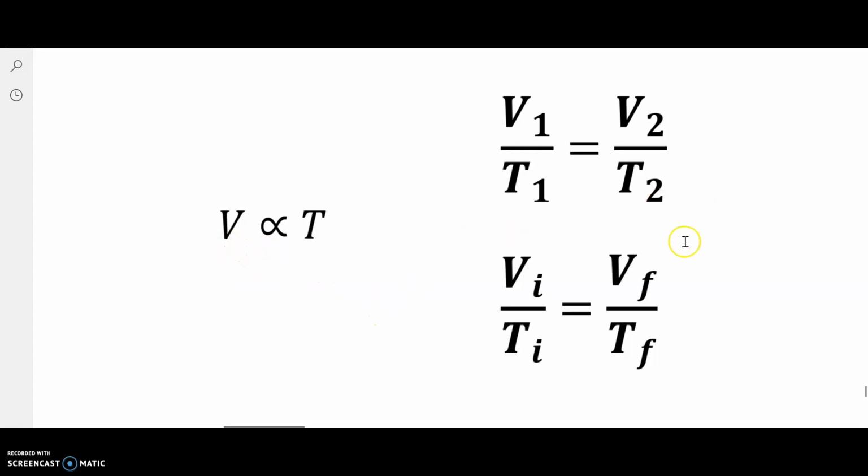So here's the equations for Charles' law. There's V1 over T1 equals V2 over T2. And then you could also say Vi, which is initial volume, over Ti, which is initial temperature, equals Vf, the final volume, over Tf, the final temperature.